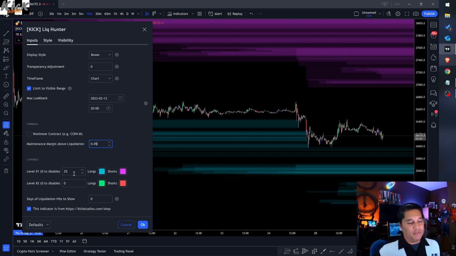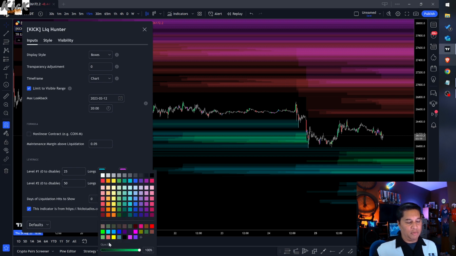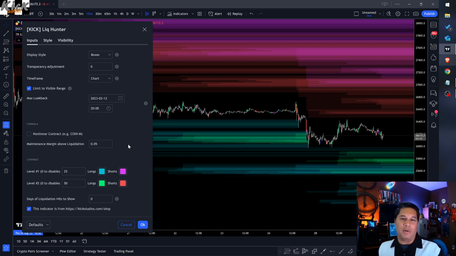Okay, now down here for the leverage, this is where you can set this up. Like I said, by default, we're showing 25x above and below. But let's say for level number 2, I want to see the 50x. As you see, now it's filled in green and red where the 50x liquidations are. If you were to tweak the transparencies and colors, you can also set the opacities here specifically. You could probably get it where this would actually look really good and meet your needs.